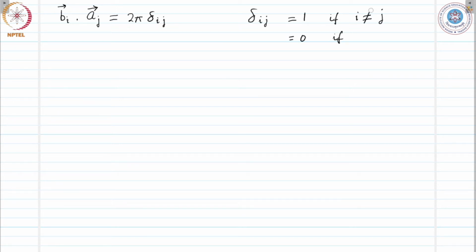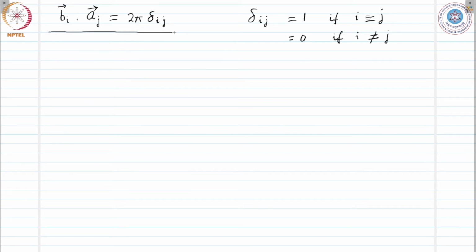It's 1 if i equals j. This is 0 if i not equals j. So we must see why this condition is necessary for the reciprocal lattice vectors.